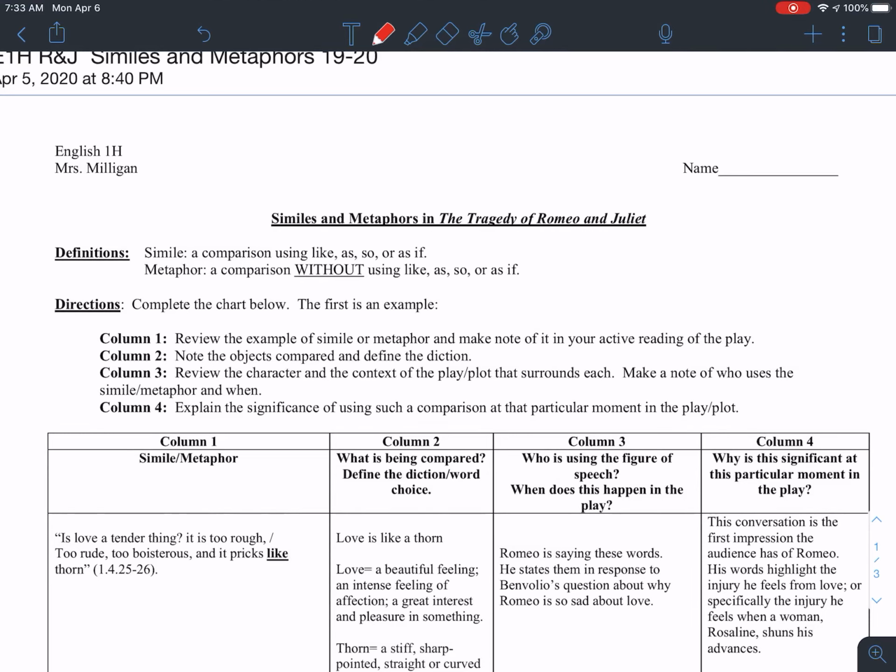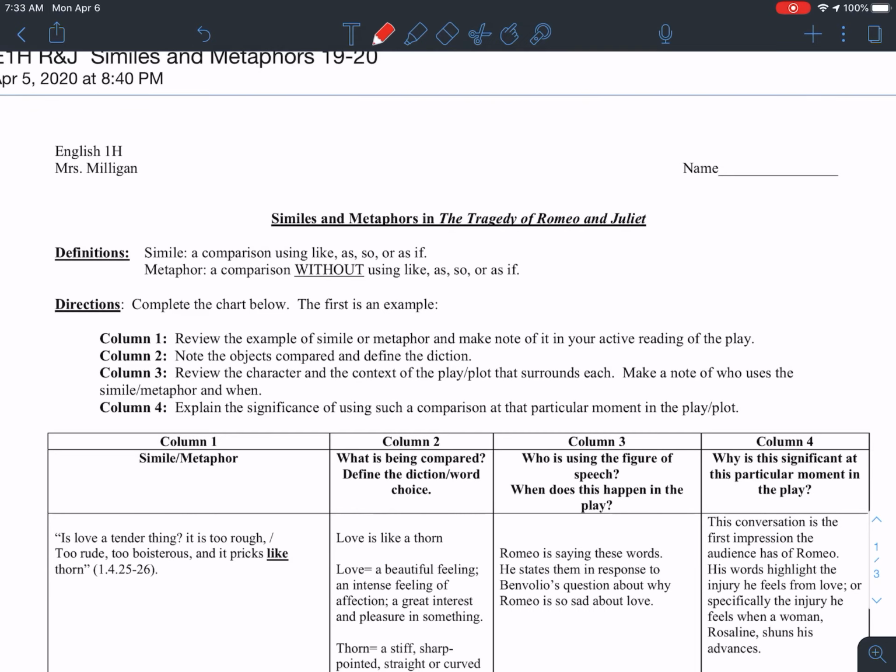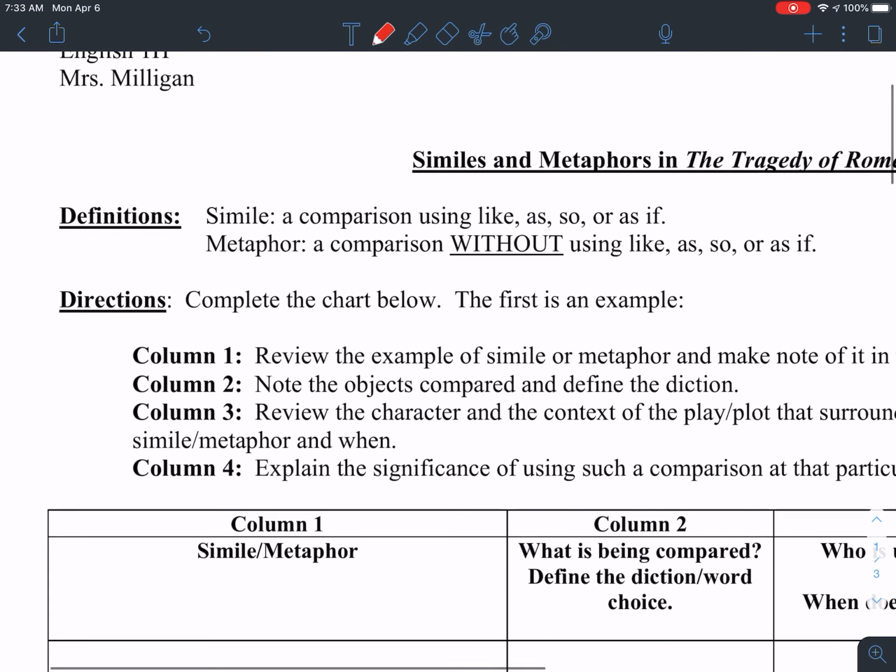This is a little introduction to the assignment Similes and Metaphors from the Tragedy of Romeo and Juliet. Now that you've read Act 1, I just want to review with you one of the major techniques that Shakespeare uses in his poetic dramatic writing. He is constantly employing similes and metaphors.